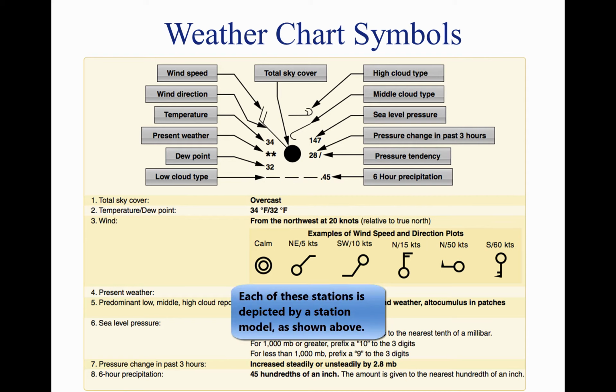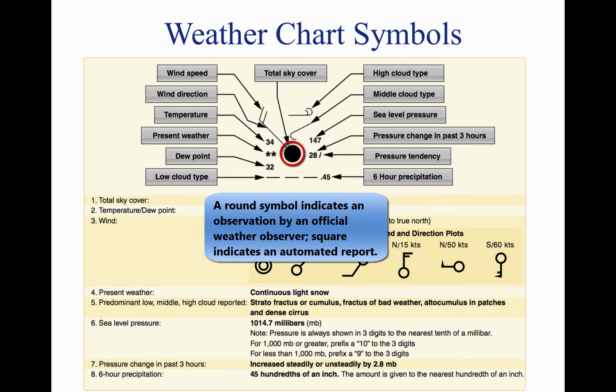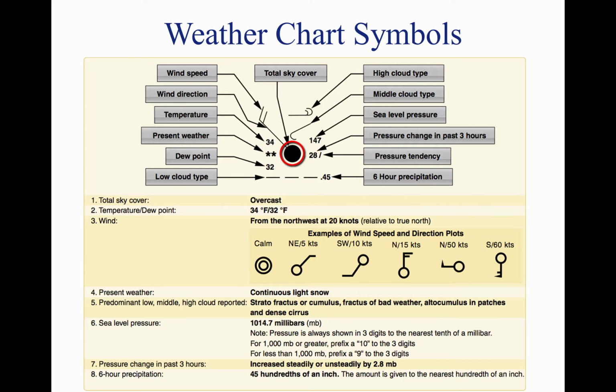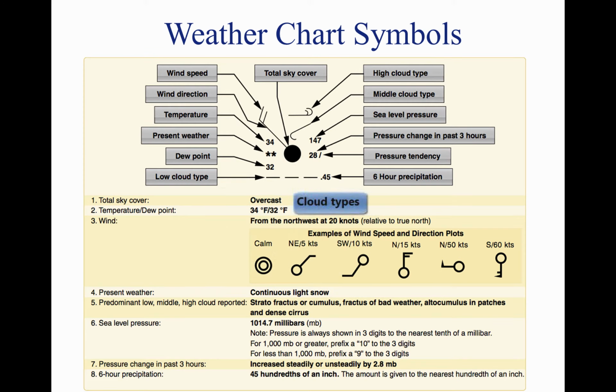Each of these reporting points is illustrated by a station model. A station model includes: 1. Type of observation. A round model indicates an official weather observer made the observation. A square model indicates the observation is from an automated station. 2. Sky cover. The station model depicts total sky cover and is shown as clear, scattered, broken, overcast, obscured, or partially obscured. 3. Clouds, represented by specific symbols.